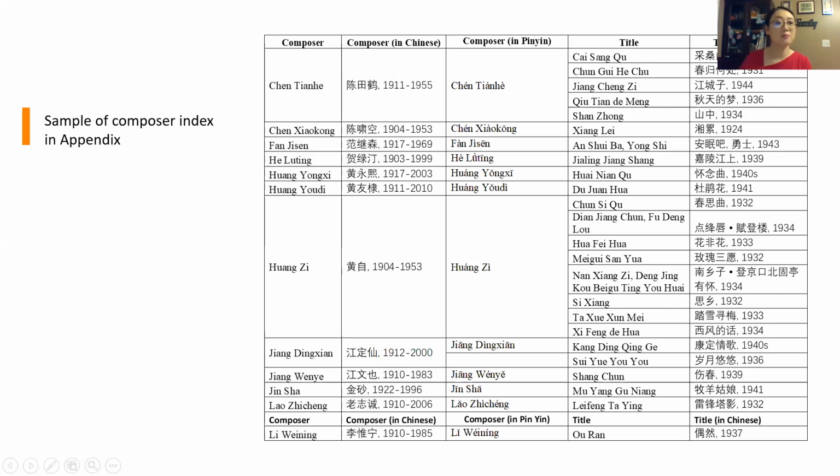Next is the sample of the composer index. There is also a composer index listing in the appendix, and it's organized in alphabetical order. Each composer is listed with the name in English, name in Chinese, and name in pinyin. And this one is Chen Tianhe. He had 5 songs that have been selected into the study. So all the song titles will be listed here with the reference to Chinese characters and composition year.